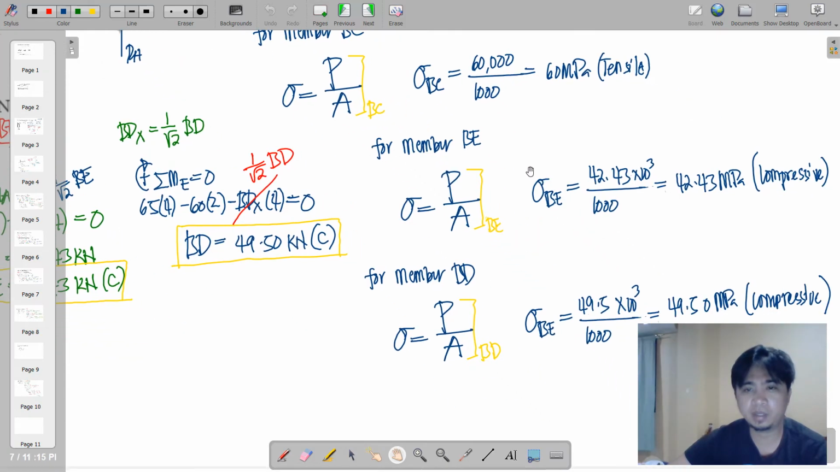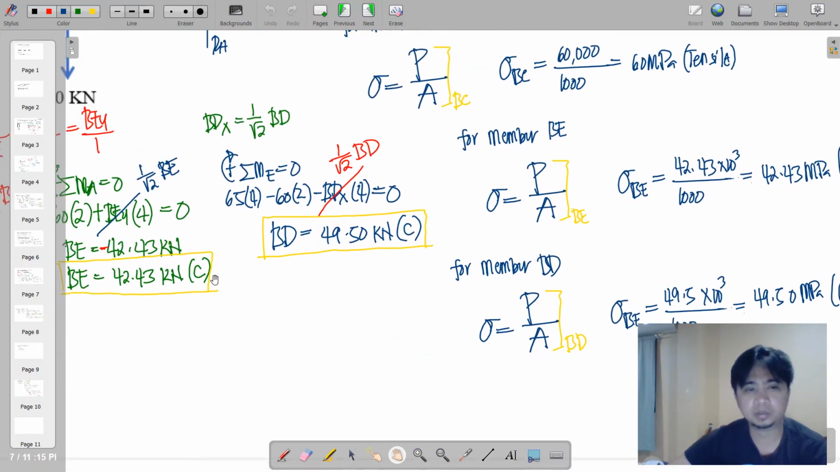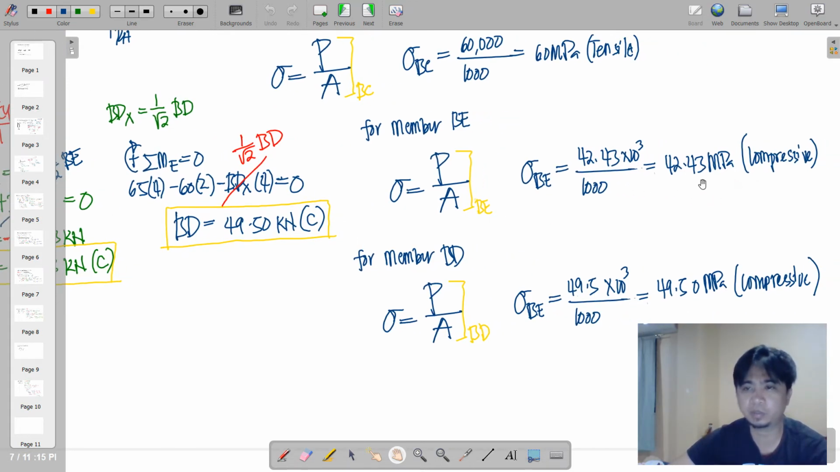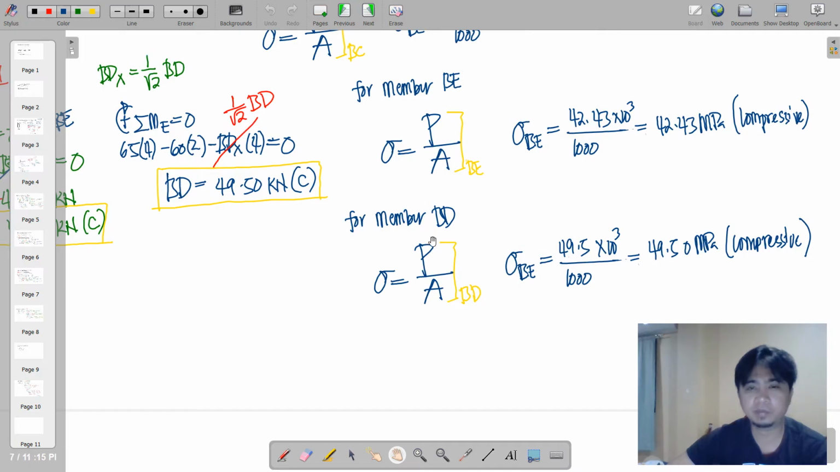And for member BE, we also place here the internal force 42.43 times 1,000 then divided by 1,000, we come up with 42.43 megapascal. That will be a compressive stress. The same procedure for member BD. We'll just have to apply this and then substitute 49.5. So we have 49.5 megapascal compressive stress.